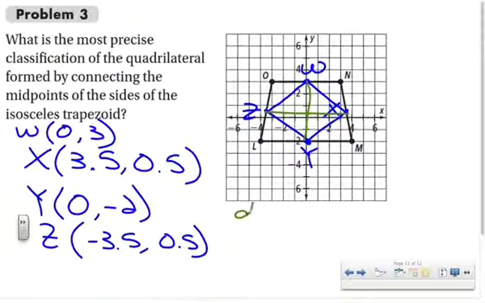So right now, I know that my diagonals are perpendicular, which means this could be what? Could be a rhombus. What else could it be? Could be a kite. Anything else it could be? Yes, it could be a square.